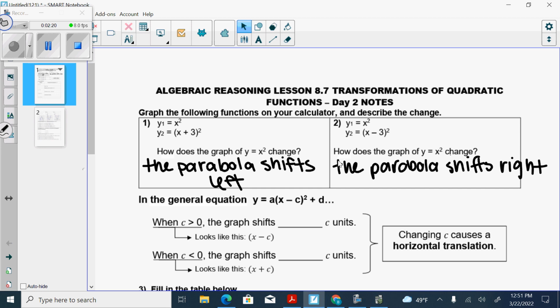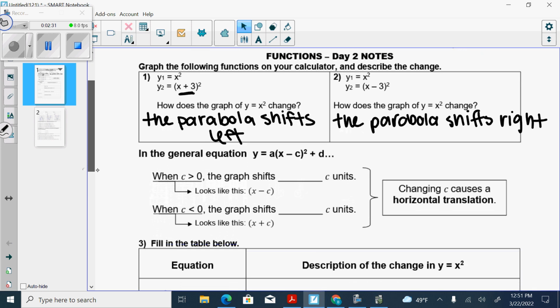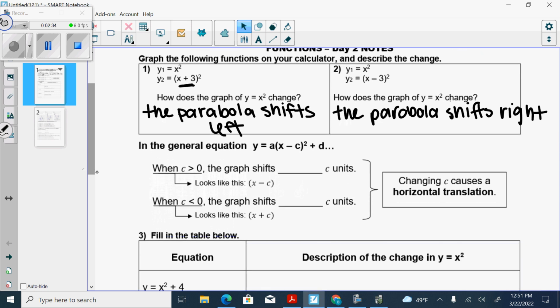Okay? So basically, anytime the number inside of the parenthesis has a plus, like it did here, it's going to shift it which direction? Where did it say it shifted? To the left. And anytime it has minus a number in there, it's going to shift it to the right. Okay. So plus 3 means a big number, right? A positive number. Minus 3 would be a negative number.